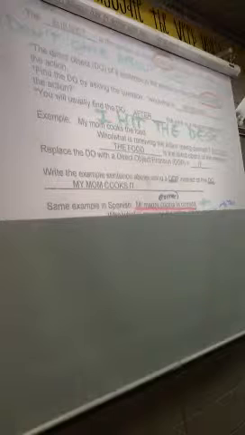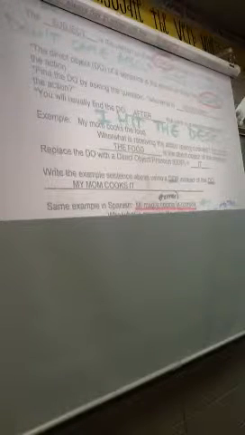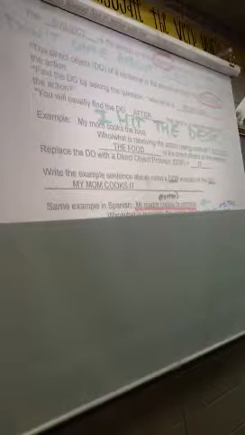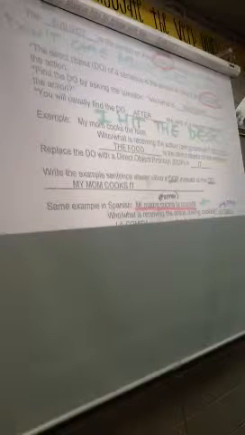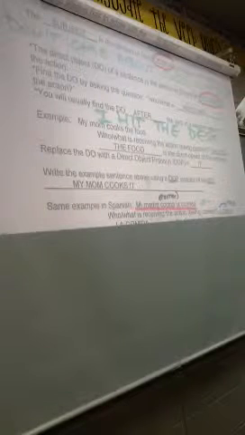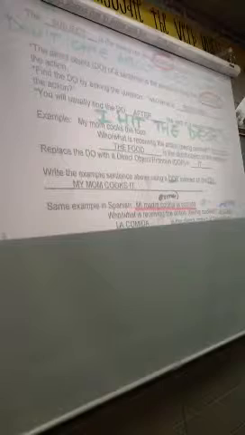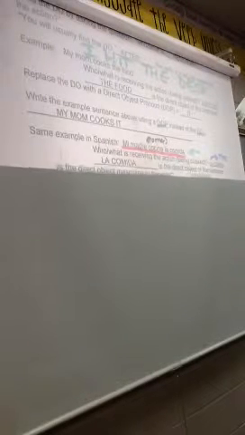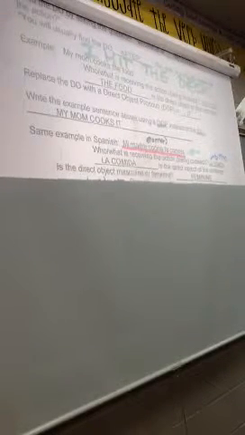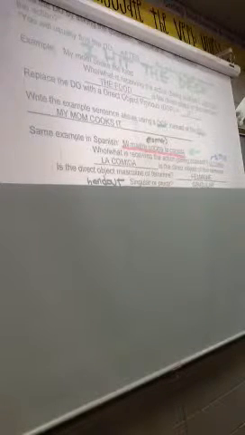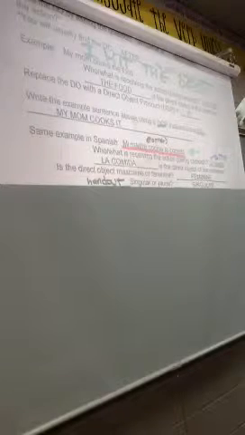We did the same thing in Spanish. My mom cooks the food. Mi madre cocina la comida. Who or what is being cooked? La comida. What's the direct object of the sentence? La comida. Here's your extra step in Spanish. La comida, is it feminine or masculine? Singular or plural? Look in the chart and tell me which direct object pronoun you would replace la comida with.